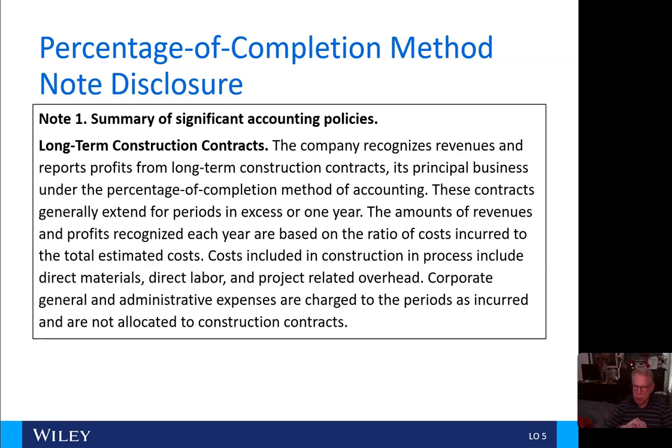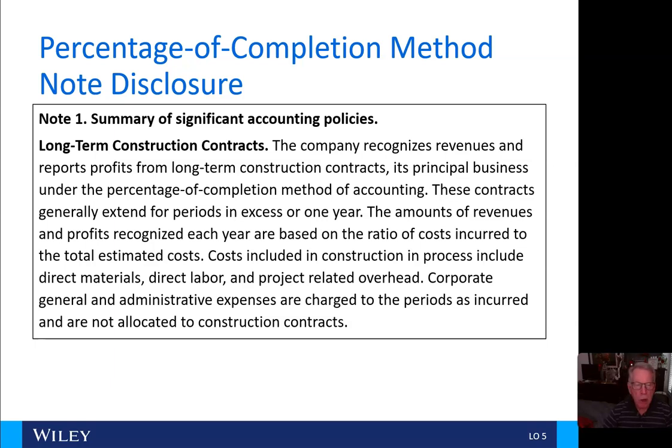Note disclosures. Here, under our summary of significant accounting policies, we're going to tell the world what we did with long-term construction contracts. Here, the company's recognizing revenues and reports profit from long-term construction contracts in its principal business under the percentage of completion method of accounting. These contracts generally extend for periods in excess of 1 year. The amounts of revenues or profits recognized each year are based on the ratio of the costs incurred to the total estimated costs.